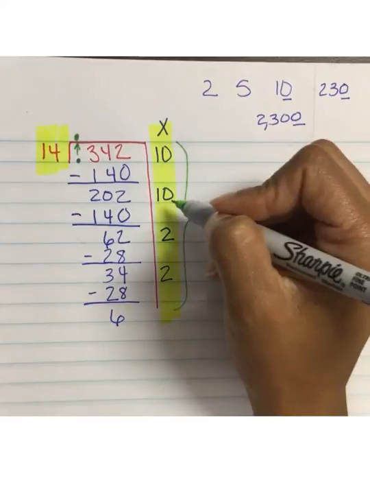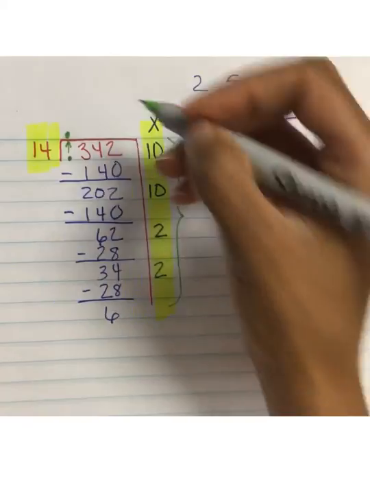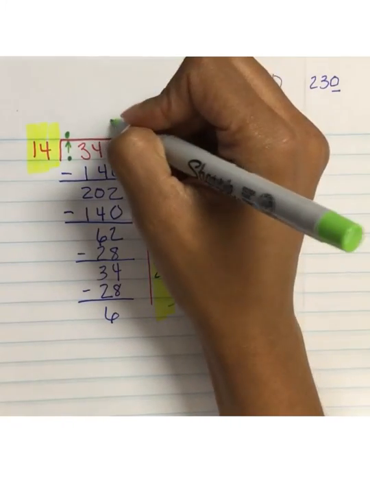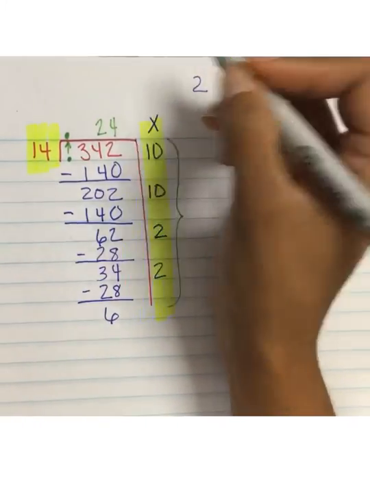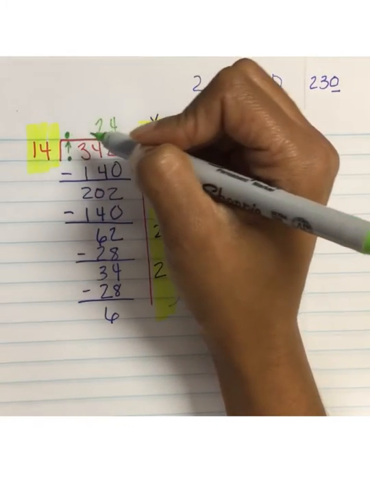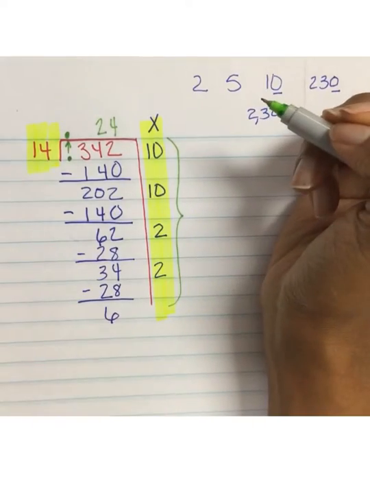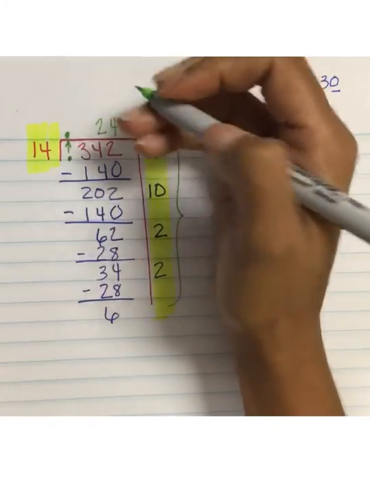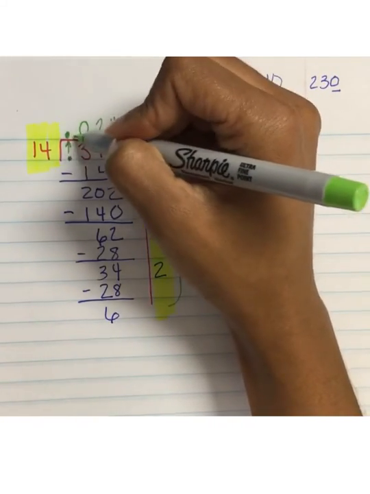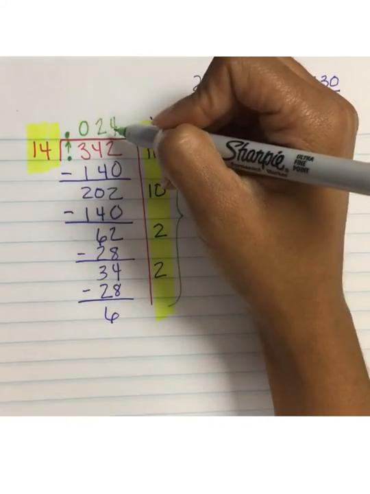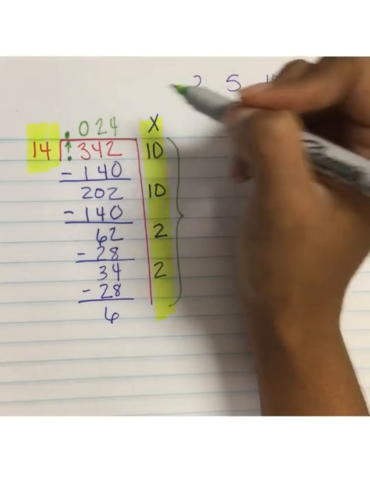So 10 plus 10 plus 2 plus 2 equals 24. In the 1's place value, I put my 4. In the 10's place value, I write my 2. Now, between my decimal and the 2, I have the hundredths place value. And since I have my decimal, I have to make sure I write a 0 between the decimal and whatever place values are in between. So in this case, my answer is 24 thousandths.